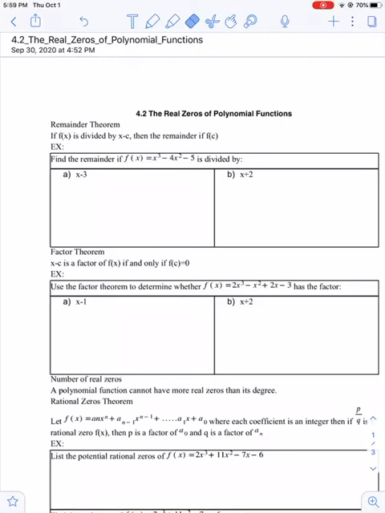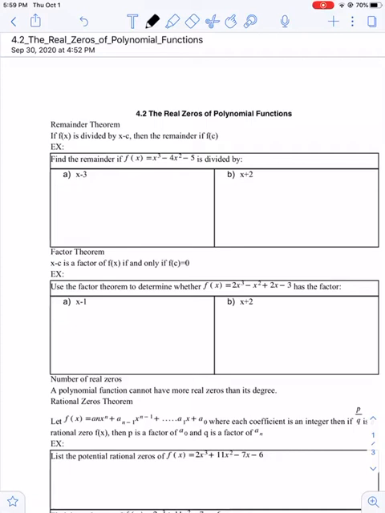Hi all, today we're going to look at the real zeros of a polynomial function. You can find the zeros of a polynomial function a couple of different ways, but the first thing we're going to look at is the remainder theorem. This just states that when you have the function and you divide it by x minus c, if you plug c into the function, whatever you get is your remainder.